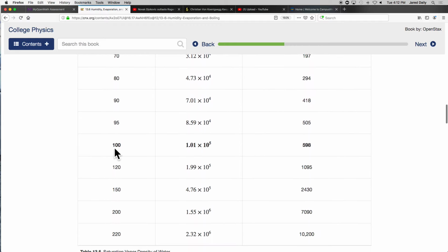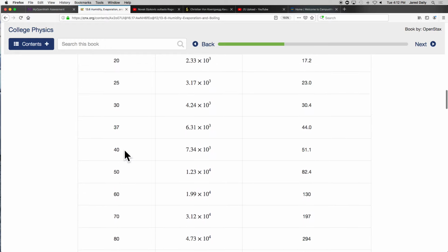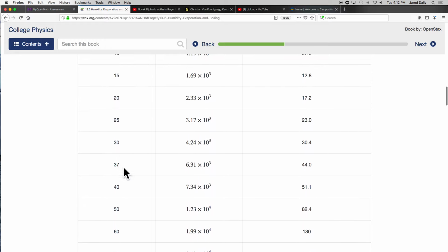This is not 100 degrees Fahrenheit like I was saying. This is 100 degrees Celsius. I was looking at this wrong. This would be 100 degrees Fahrenheit right here, about 37, 40-ish, somewhere in here. So it's about 40 to 50 grams, not 500 grams. But you can still feel that.